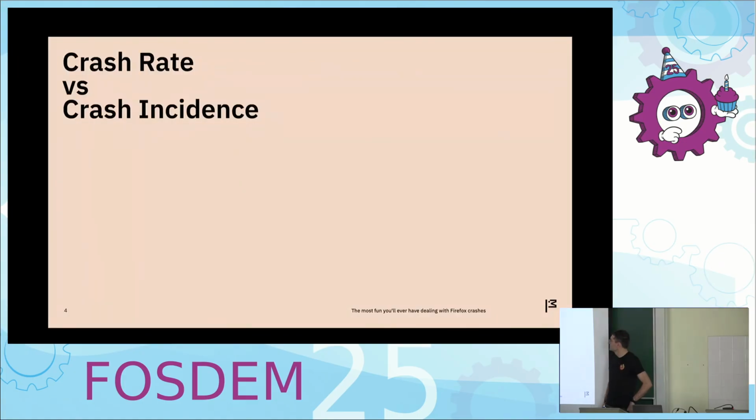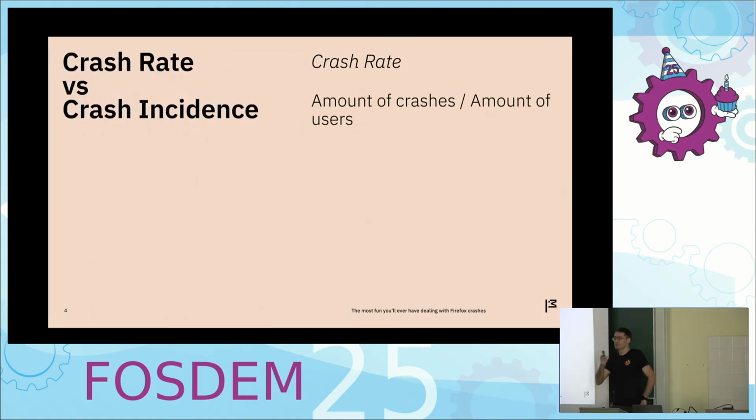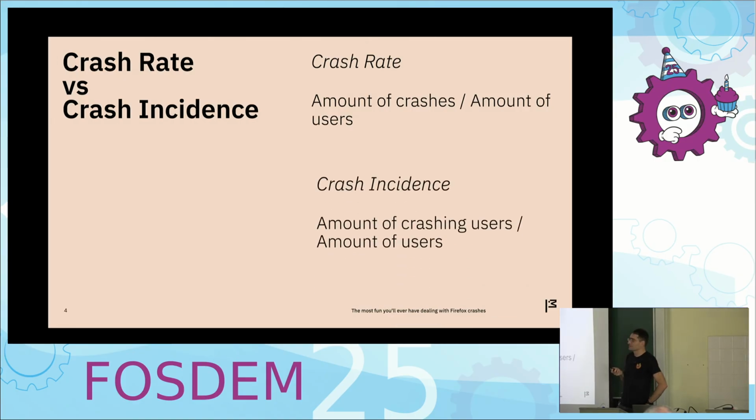Straight to definitions. What's crash rate? Say there's 100 people in the room. Alex here in the first row has his Firefox crashed 5 times. We say, okay, there's a 5% crash rate today. The other metric we use is crash incidents. Say Alex and Silvestre both have their Firefox crashed 3 times. So we say we have a crash incidence of 2%, because that's 2 that had a crash.